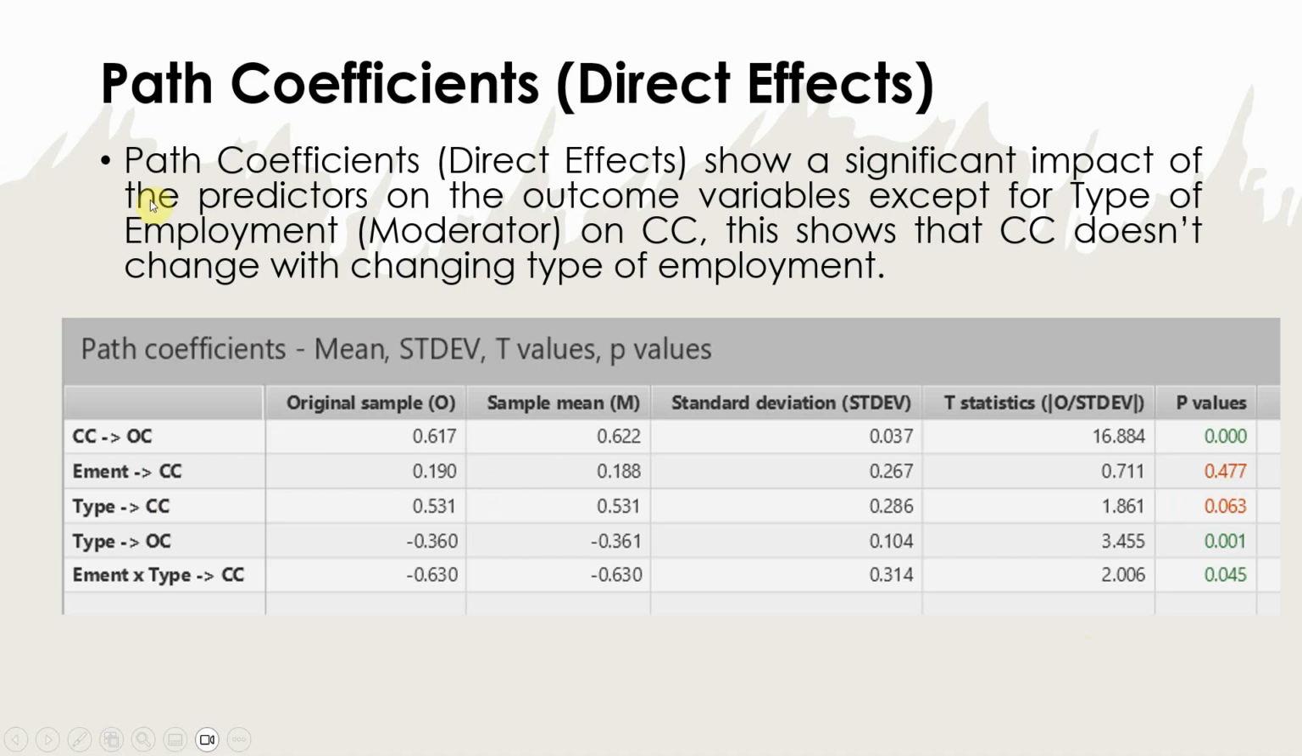Moving on, these are the direct effects. Normally, when we have moderation or moderated mediation, we are not primarily interested in the direct impact of the moderator on the outcome of that relationship. So we might not be reporting on this in our analysis, and we will definitely be reporting the moderation. So for now, based on these results, we are sure that employment moderates the relationship between type and CC. Now, how does employment moderate the relationship between type and CC?